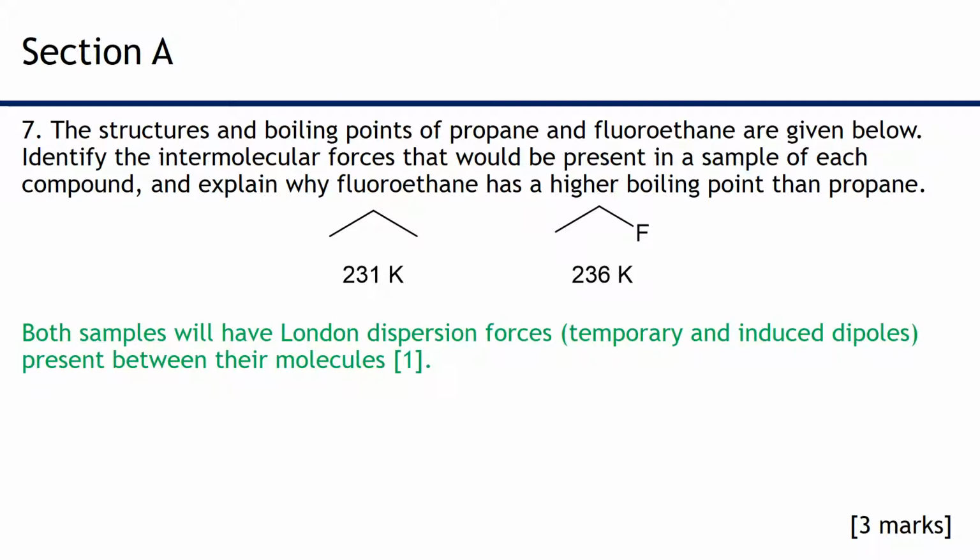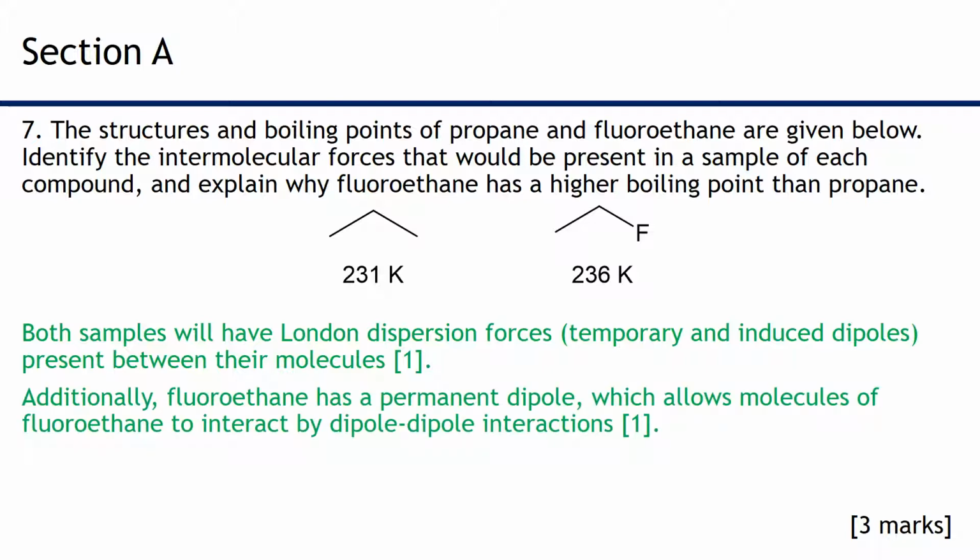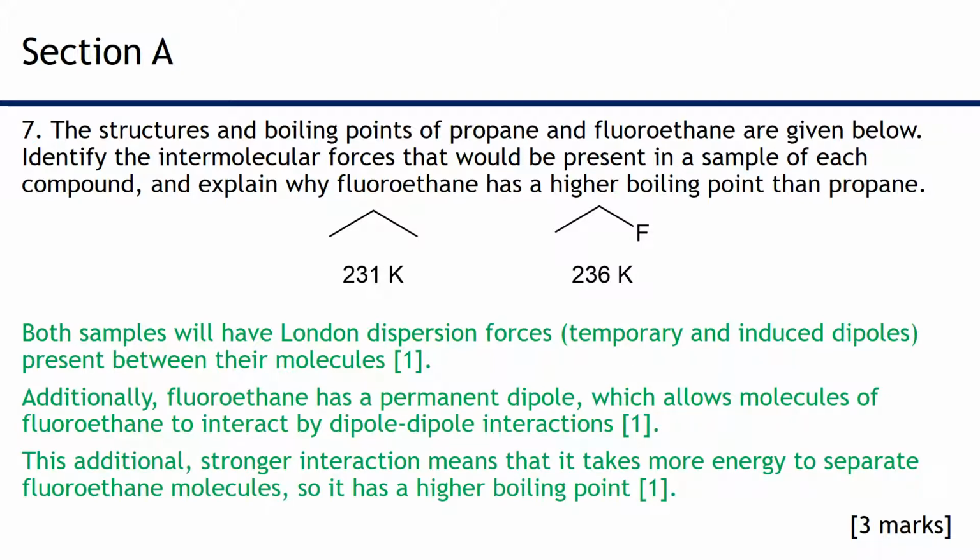So you want to think about your intermolecular forces, and if you think about this, you realise that both samples are going to have London dispersion forces, which are the temporary and induced dipoles present between their molecules, and those are going to form within the carbon chains. But additionally, fluoroethane will have a permanent dipole, and that's because fluorine is very electronegative, and it's going to pull electron density towards it, and that's going to create a permanent dipole in our fluoroethane molecule. And this is going to allow molecules of fluoroethane to interact by dipole-dipole interactions. These dipole-dipole interactions are stronger, so that means that it's going to take more energy to separate our fluoroethane molecules, and so it's going to have a higher boiling point than propane.